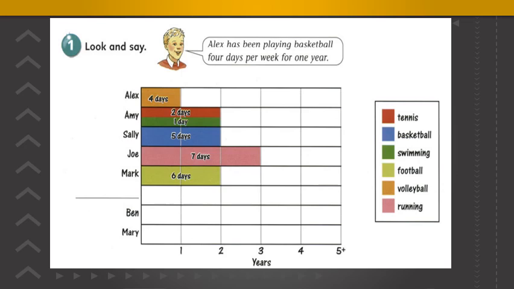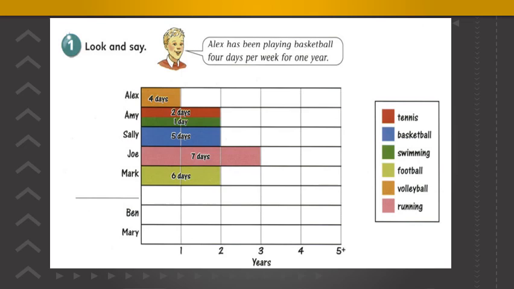Let us look at activity 1. Look and say. Alex has been playing basketball for 4 days per week for 1 year. So Alex's name is here on the left side of the paper, such as also there we have Amy, Sally, Joe, Mark, Ben, and Mary.